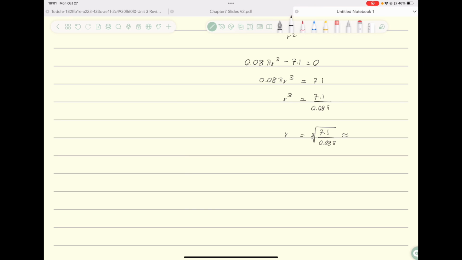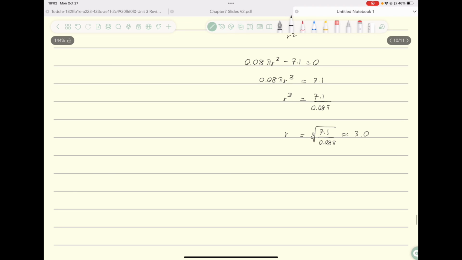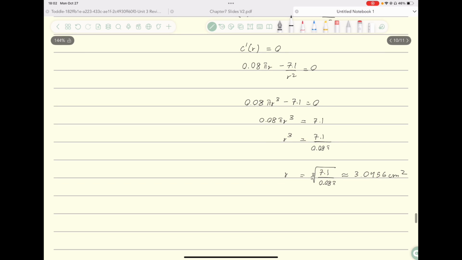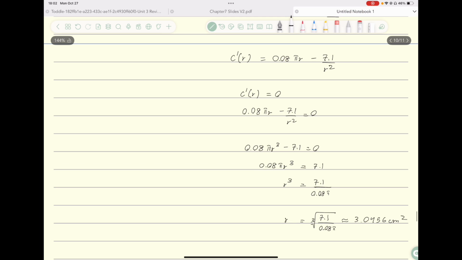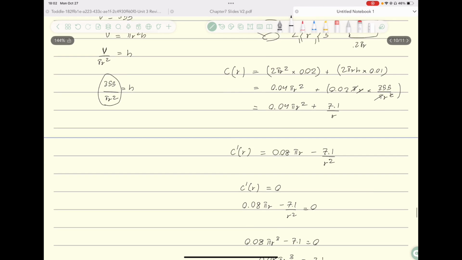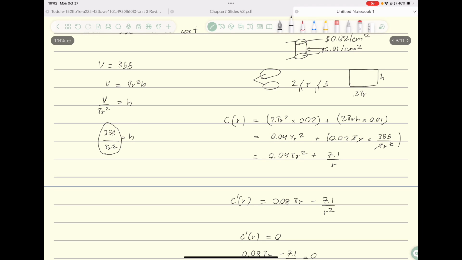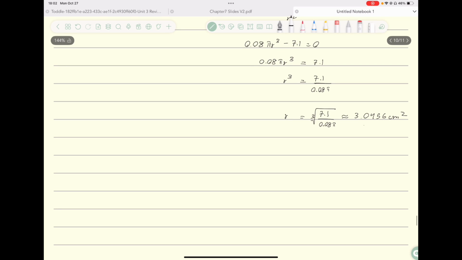It's going to be approximately equal to 3.0456 centimeters. So we'll see if the radius is in the domain. 3.0456, let's say 3, is between 2 and 5, so we will accept this value.